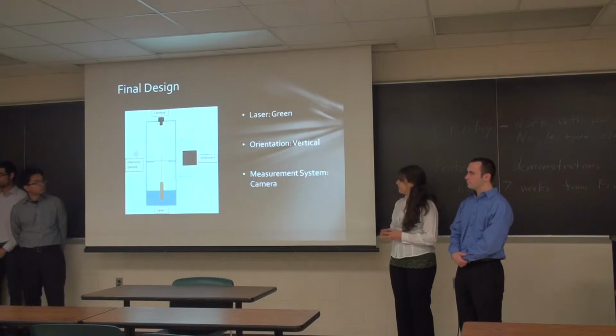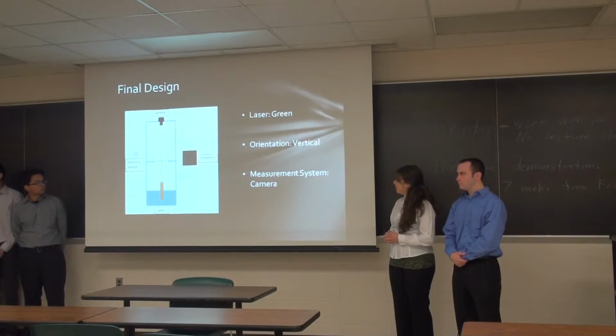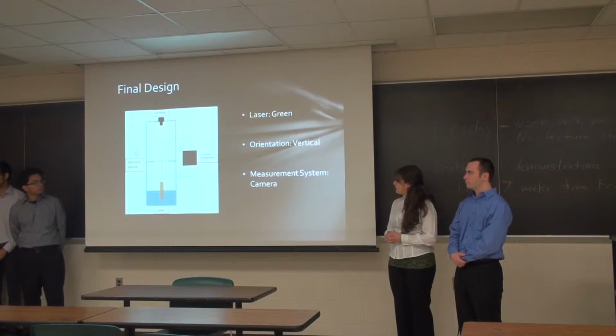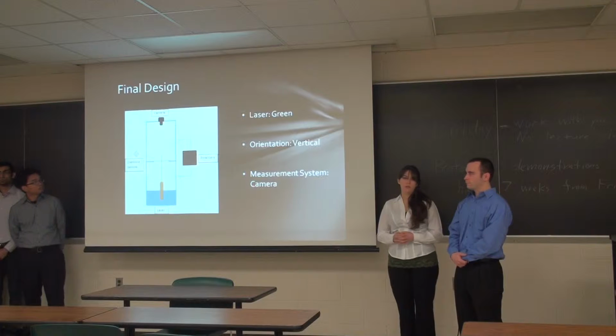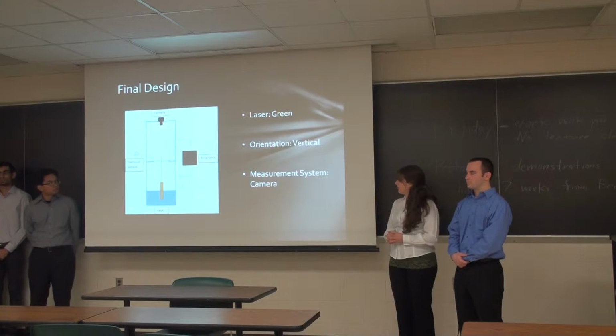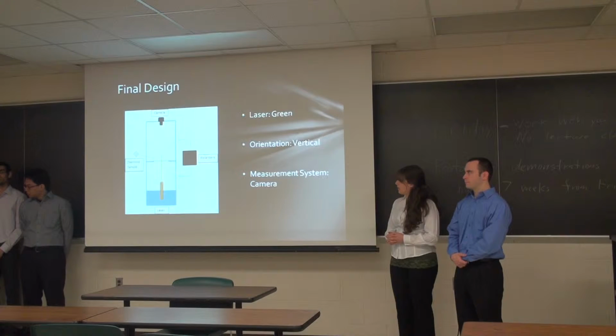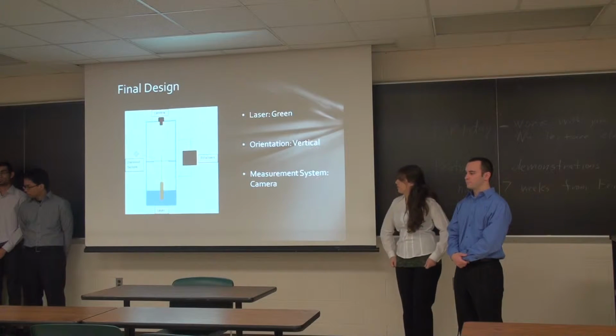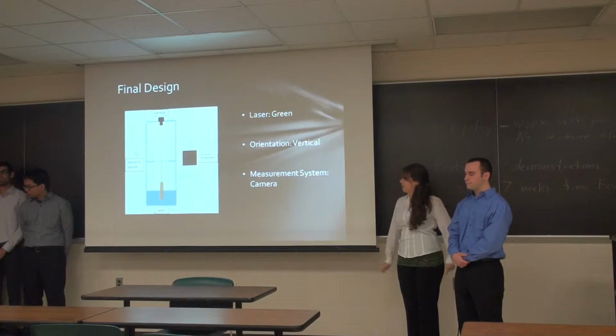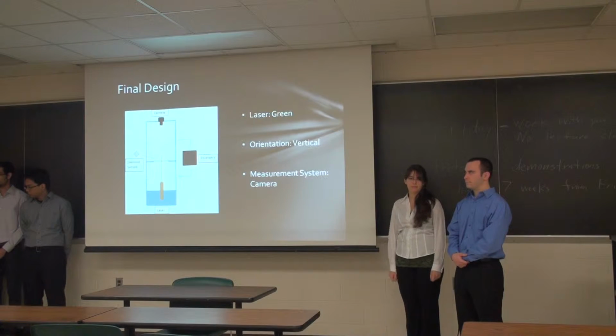So this is a simplified drawing of our final design. We ended up deciding to go with the green laser because we had enough room in our budget for it. We decided to go with the vertical orientation mainly because it made our alignment easier, so we should be able to get more accurate measurements. And we decided to go with the camera as the way of taking our measurements because we think that might be less prone to human error.